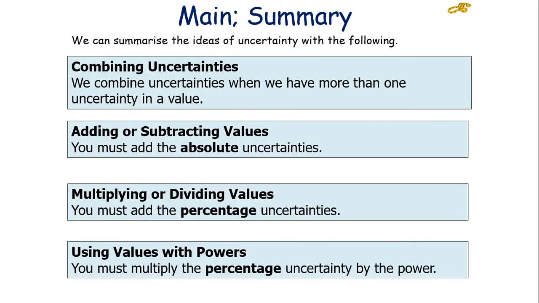Now, we can combine uncertainties if you have more than one uncertainty in your equation. If you are adding or subtracting values in an equation, you add absolute uncertainties. If you're multiplying or dividing values in equations, you add percentage uncertainties. And if you're using values with powers, you multiply the percentage uncertainty by the power.